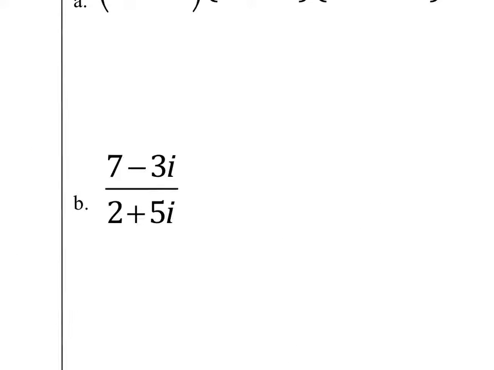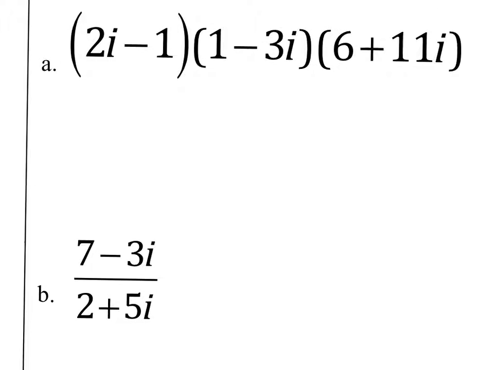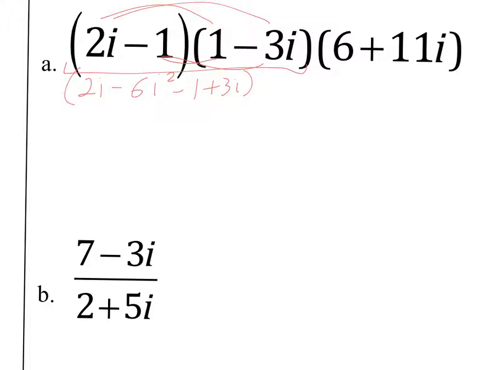Next problem, we've got to deal with some complex numbers. And first up, I've got to do a whole bunch of distribution. I'm going to start by distributing the first two, then whatever I get, I'll distribute to my other things. So we've got 2i. We've got minus 6i squared. We're going to have minus 1 and plus 3i.